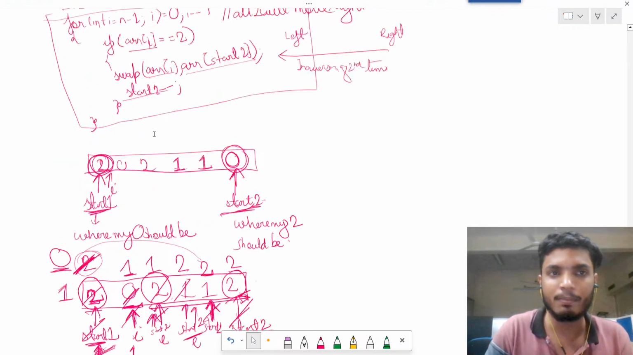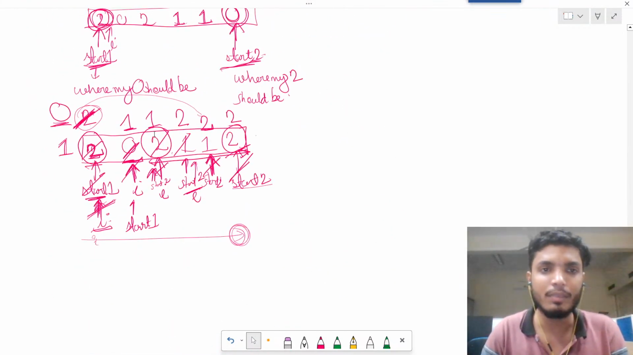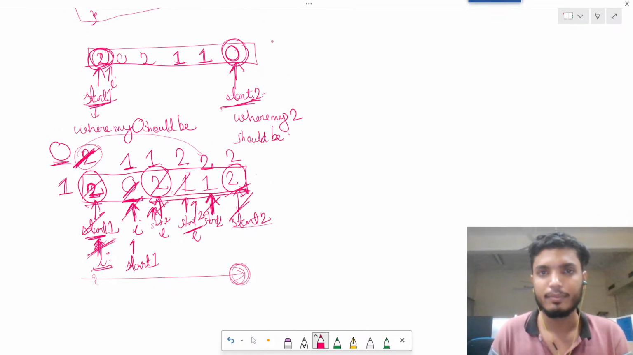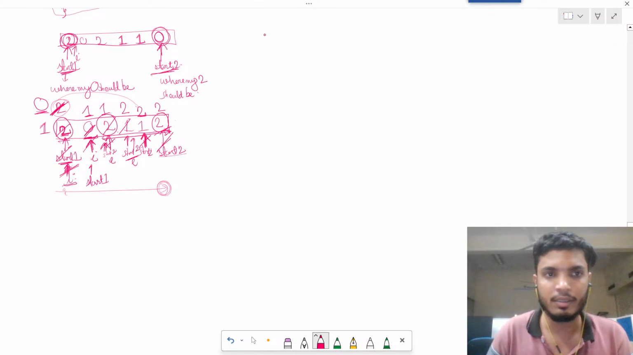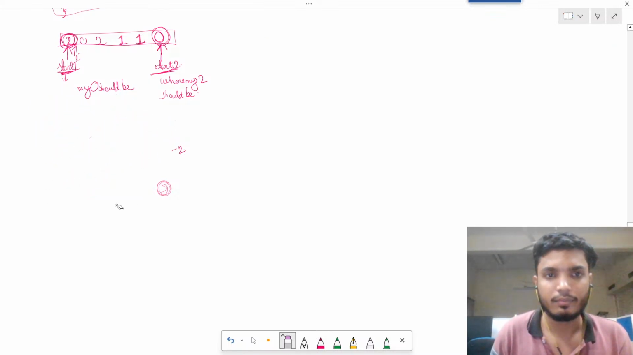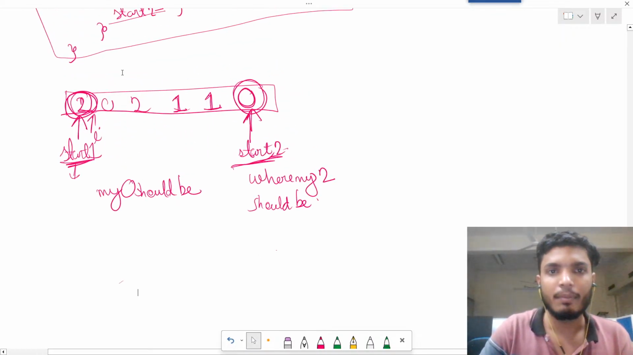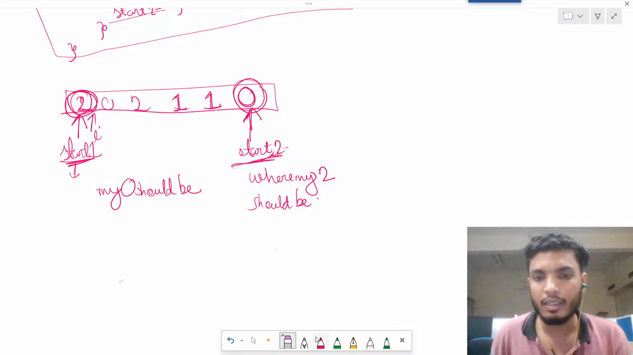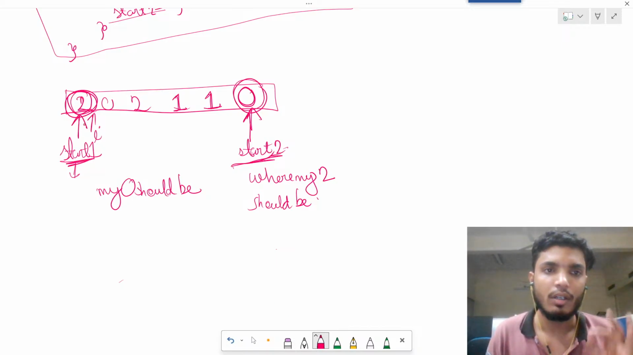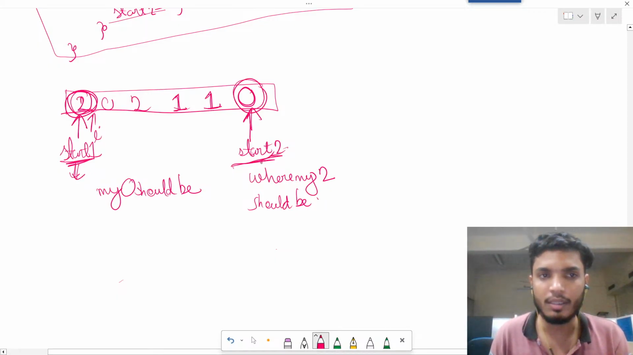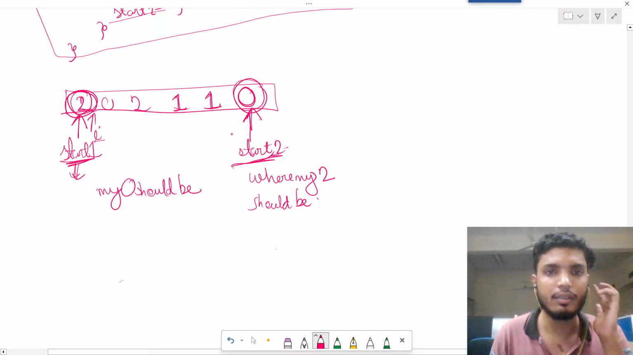I'll explain this example again, but I hope it is a little bit clear what is happening. Okay, so let's explain this example again. Here, see, my original array is 2 0 2 1 1 0. I want all my zeros to be at the start 1 position and all my 2s to be at the start 2 position. So I'll traverse from I this to this.